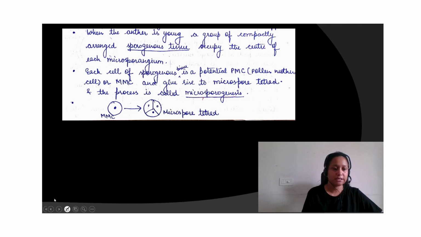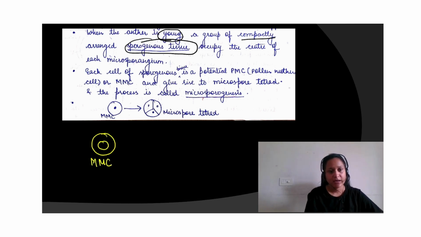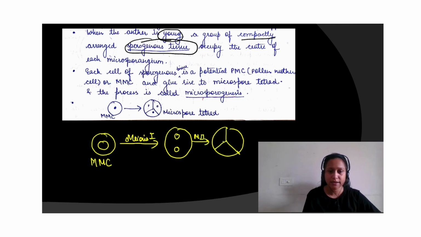Okay, proceeding ahead now. When the anther is young, we have seen a group of compactly arranged sporogenous tissue occupying the center of each microsporangium. Now if you talk about each sporogenous cell, suppose this is a sporogenous cell which has the potential to behave as microspore mother cell. Now what does it do? It undergoes meiosis 1, and then meiosis 2. Ultimately, how many cells are formed? Total 4 cells are formed, right? So first of all, karyokinesis occurs, and then cytokinesis.